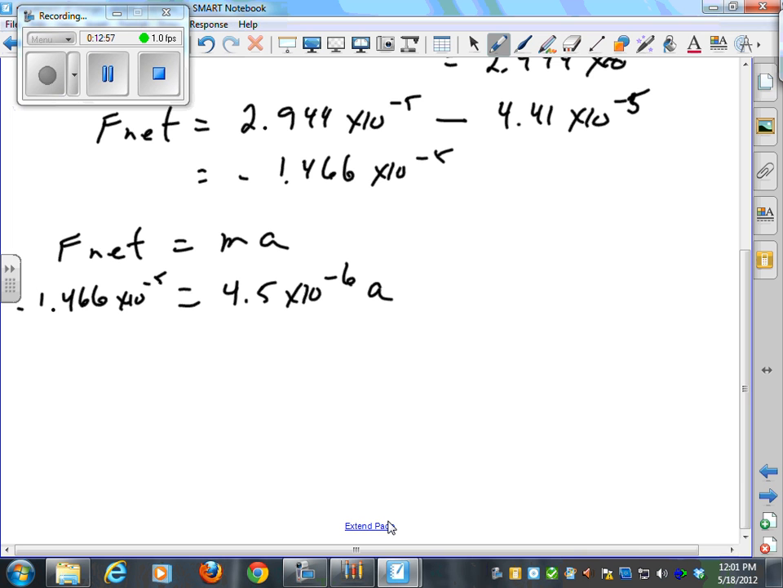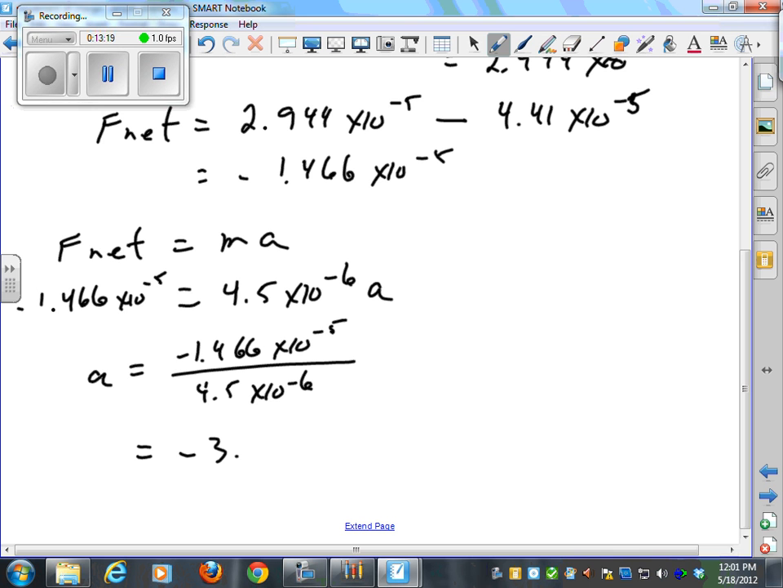Solve for A by dividing. I get an acceleration of minus 3.26. Now, does that seem reasonable? Yes, it does. Why does that seem reasonable, Chris? It just seems like a reasonable number. It's not too small. That's in meters per second squared.